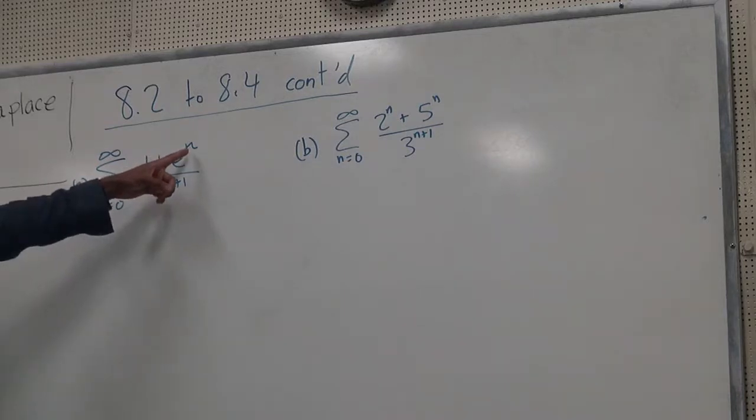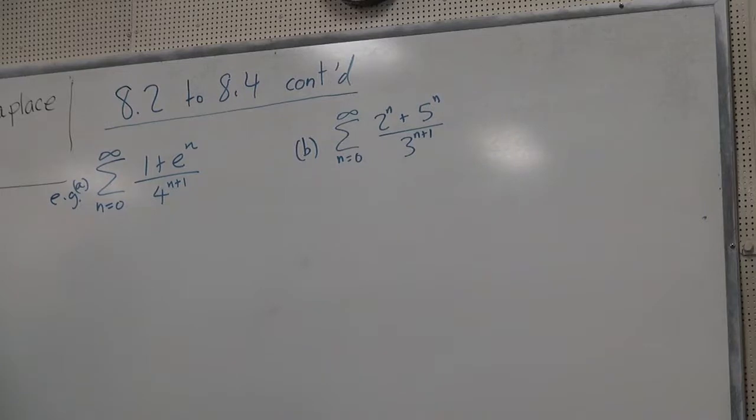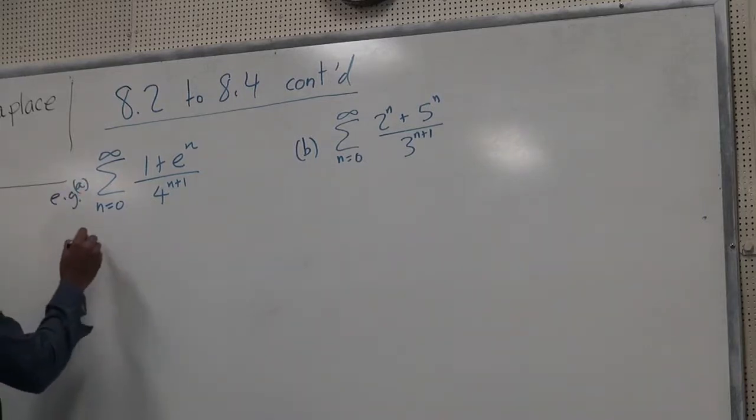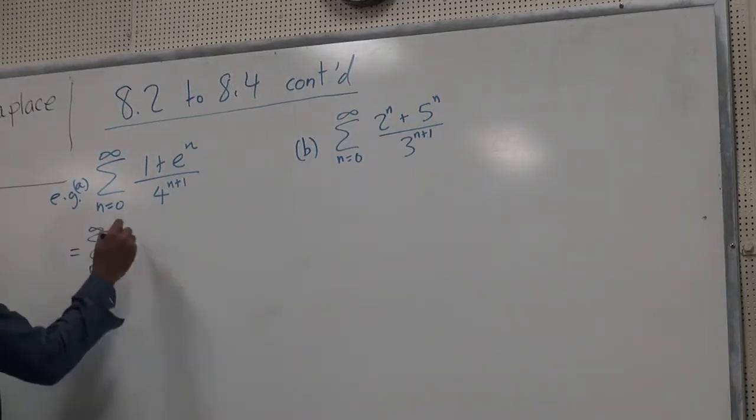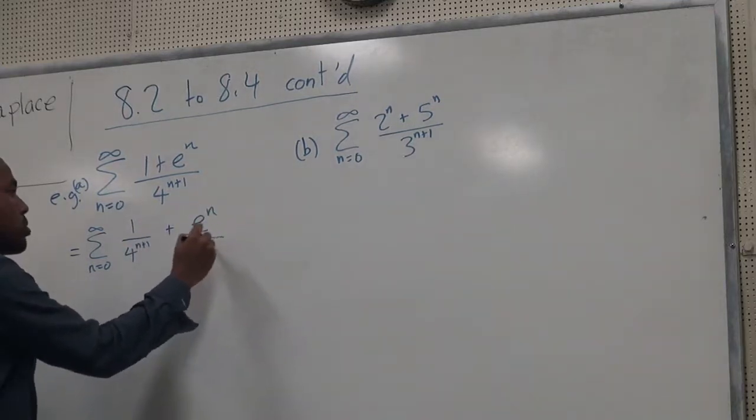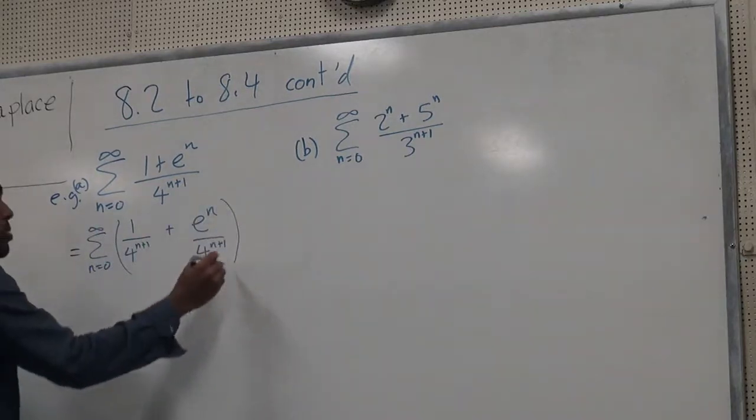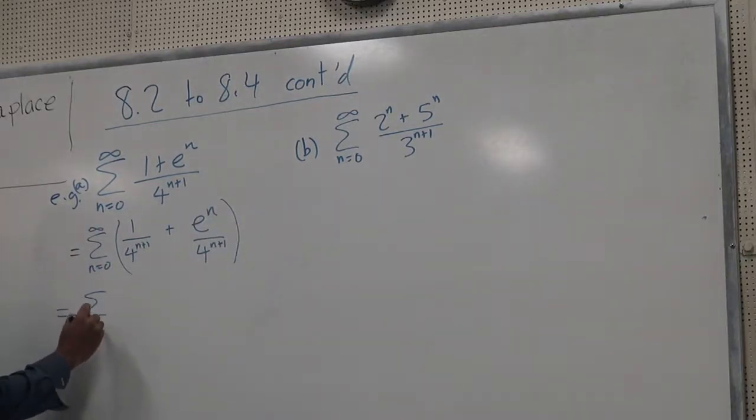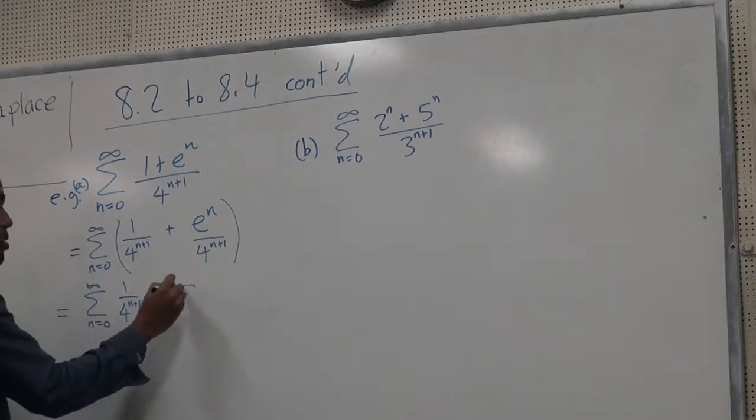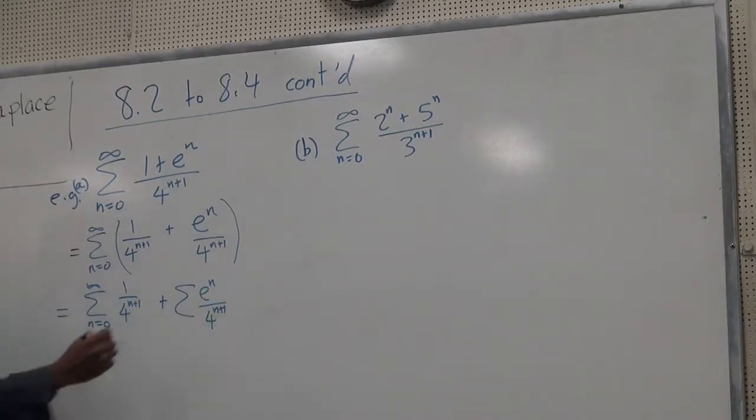This is (1 plus e^n) over 4^(n+1). That converges. We can separate it first. This is 1 over 4^(n+1) plus e^n over 4^(n+1). But you could in fact separate these into two series. Now, how do you know that those converge?